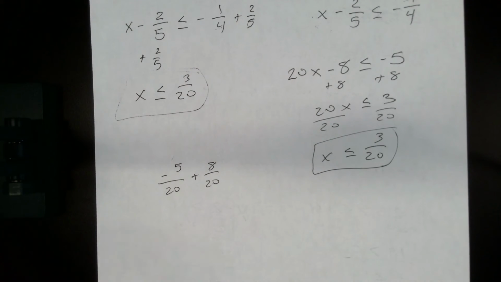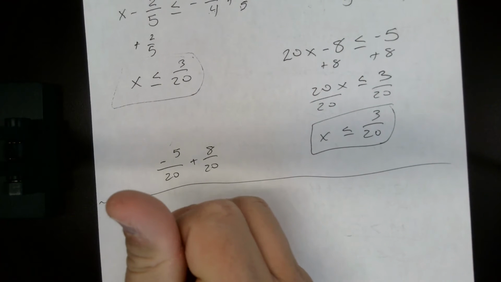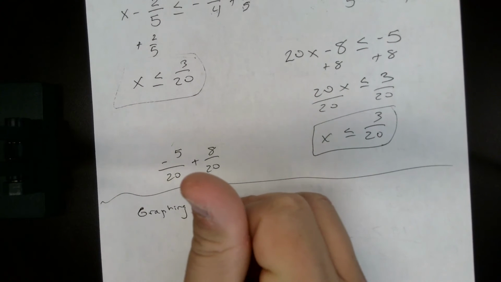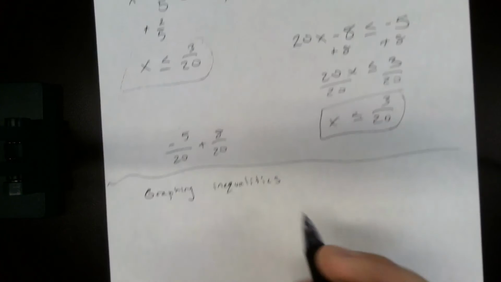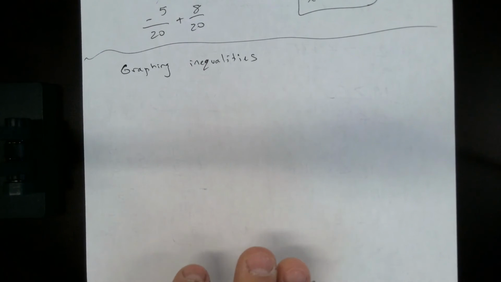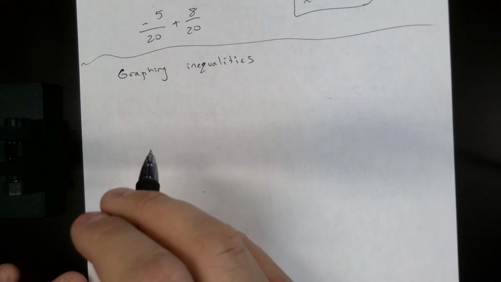Okay, we need to get on to graphing. So take out your journals real quick. Whoever's clicking, stop. Corbin.